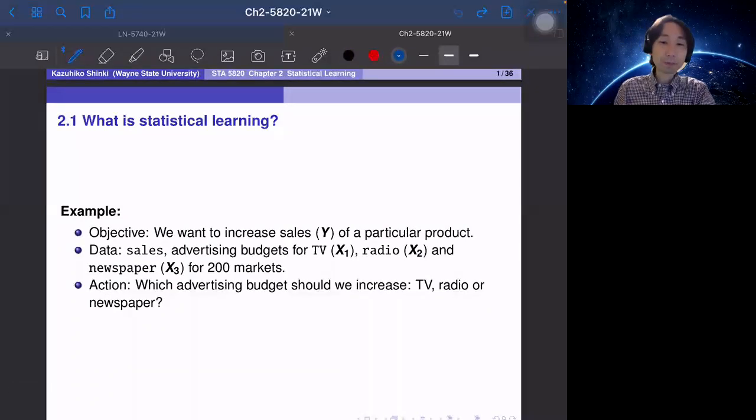Okay, so an example. We want to increase the sales of a product by increasing the advertisement. So we have the data for sales and the budgets for the TV advertisement, the radio advertisement, and the newspaper advertisement for 200 markets. We want to see which advertisement budget we should increase to increase the sales.